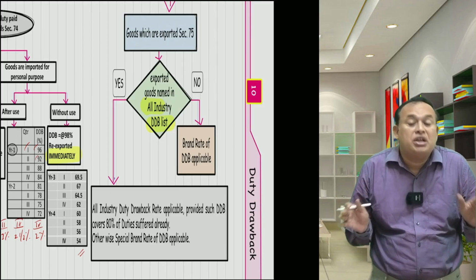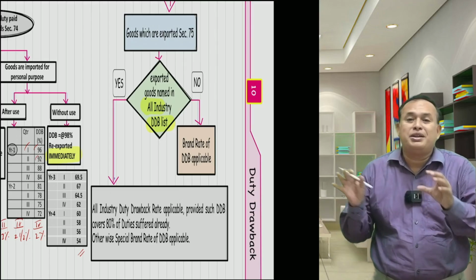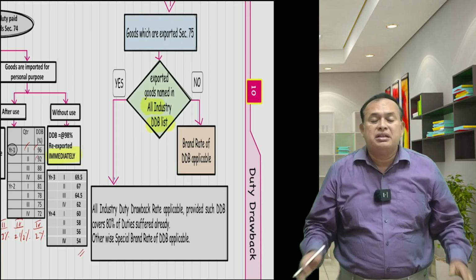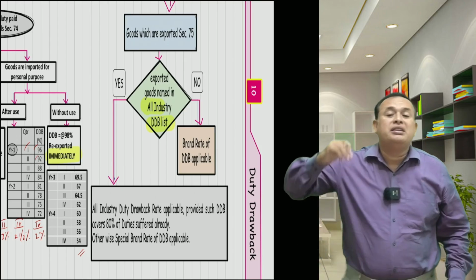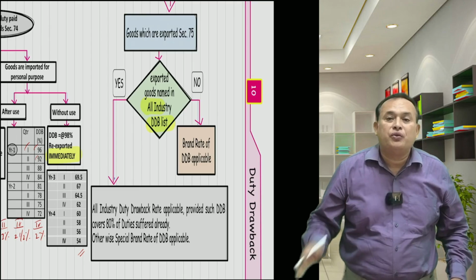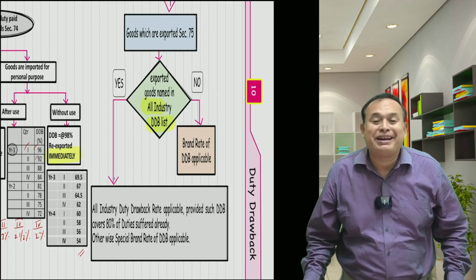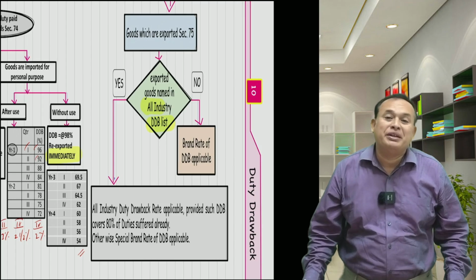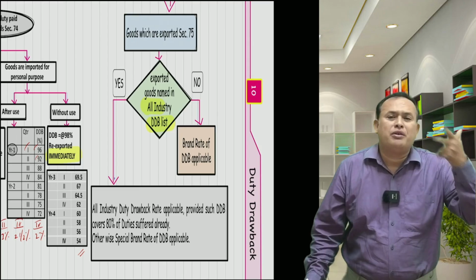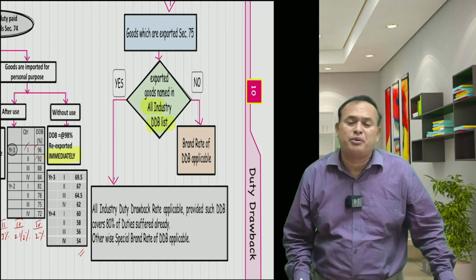In such a case, if you apply the all industry duty drawback rate, where the duty drawback amount is less than 80% of the duty already suffered by you, please apply for the special brand rate of duty drawback. The department will take care to give the duty drawback at least to cover 80+% of duty suffered by you.